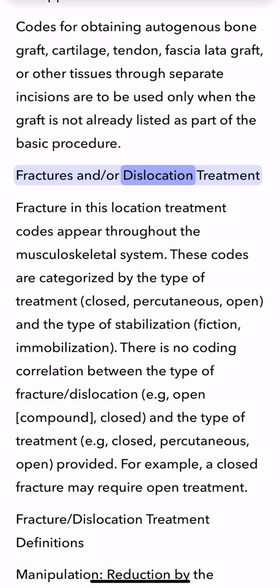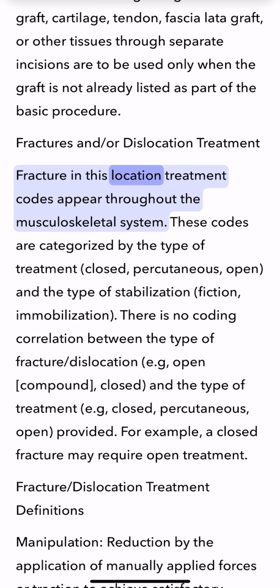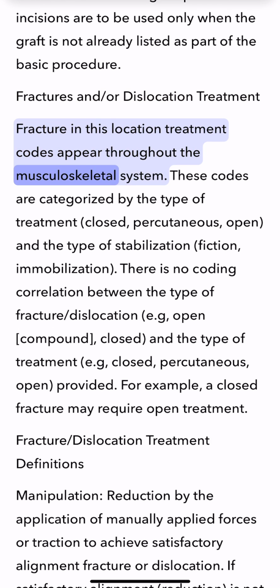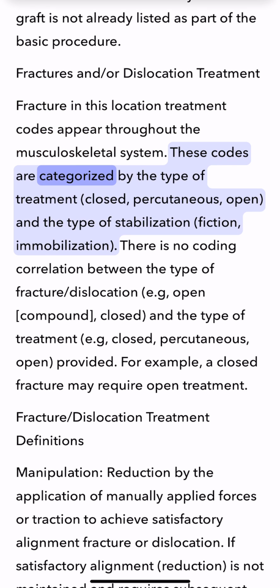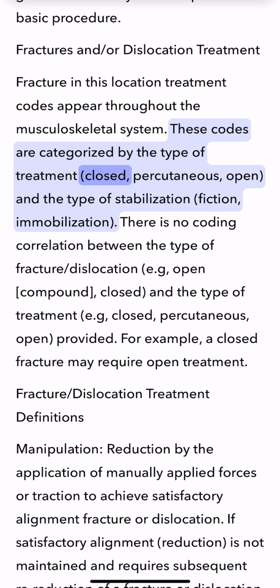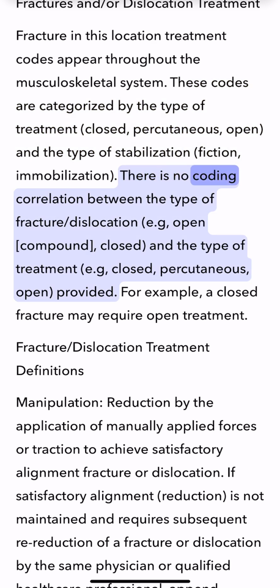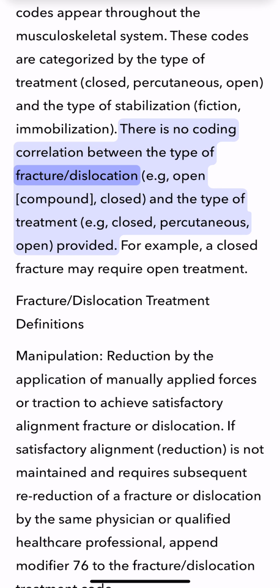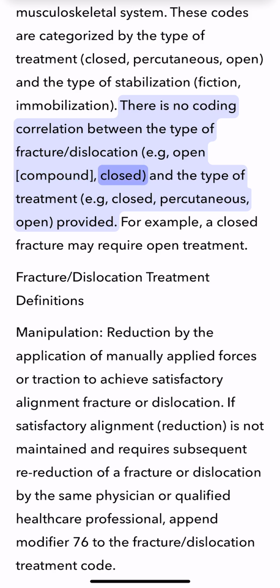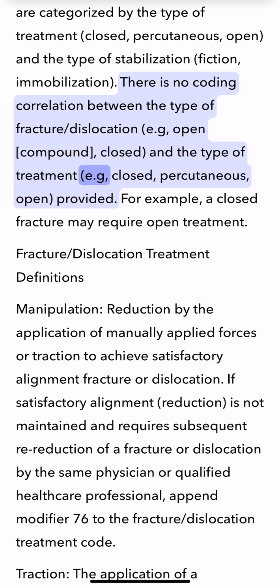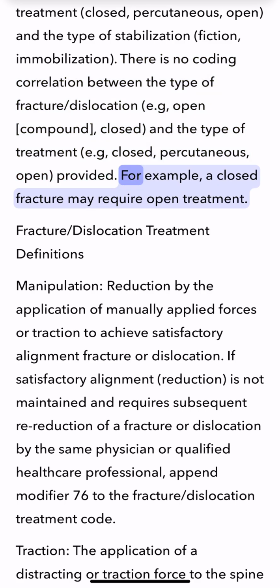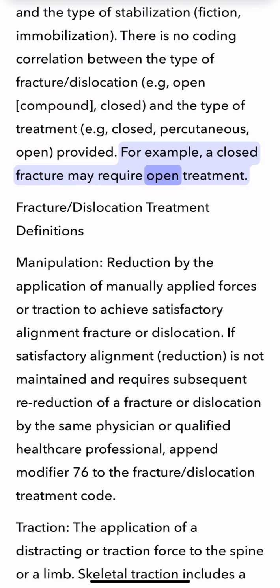Fractures and/or dislocation treatment. Fracture and dislocation treatment codes appear throughout the musculoskeletal system. These codes are categorized by the type of treatment, closed, percutaneous, open, and the type of stabilization, fixation, immobilization. There is no coding correlation between the type of fracture dislocation, for example, open, compound, closed, and the type of treatment, for example, closed, percutaneous, open, provided. For example, a closed fracture may require open treatment.